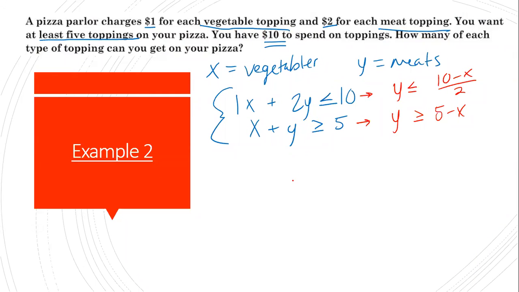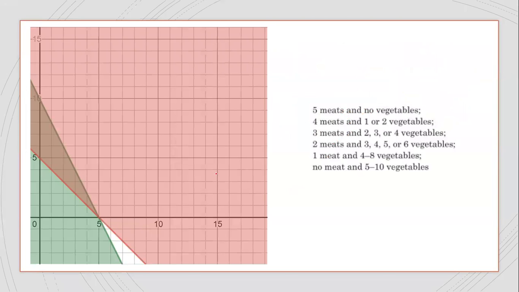Okay, so how many of each type of toppings can you get on your pizza? Well, here we go. So looking at our graph, we have 5 meats and no vegetables. We could do 4 meats and 1 or 2 vegetables. We could do 3 meats. So if I go to 3 meats, I can have 2 vegetables, 3 vegetables, or 4 vegetables. I can have 2 meats. So if I go, sorry, I'm going the wrong way. 2 meats is this way.